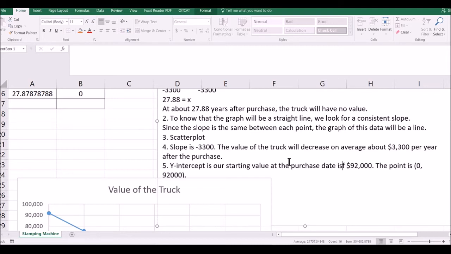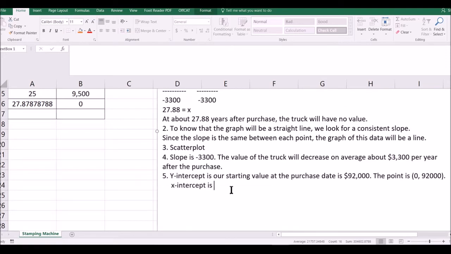And is 92,000. That sounds a little more grammatically correct. I'll never claim to be an expert at grammar, but I try. So the x-intercept is where, and now I'm just going to put a brief description here, is where the y value is 0. And the y value is the actual worth of the truck, is the actual value of the truck.